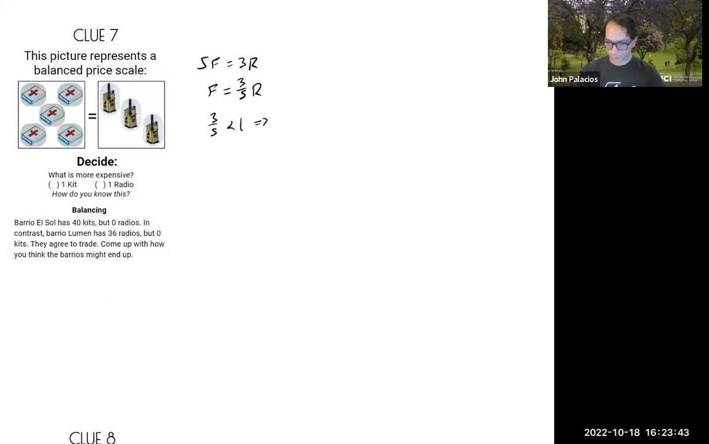Or I'm sorry, the other way around. So the price of a radio is, sorry, hold on, I lost my place in my notes. So radios are more expensive than first aid kits. So radios are more expensive, yes.